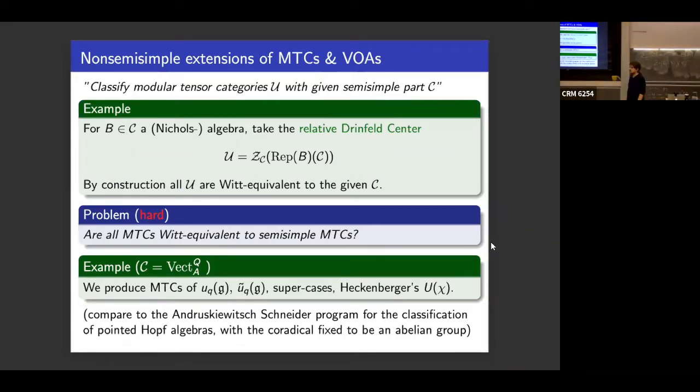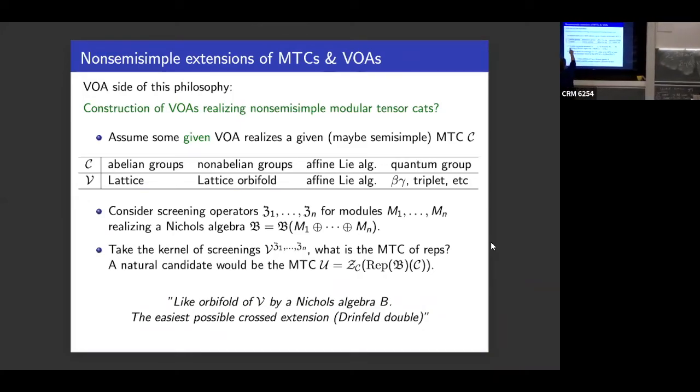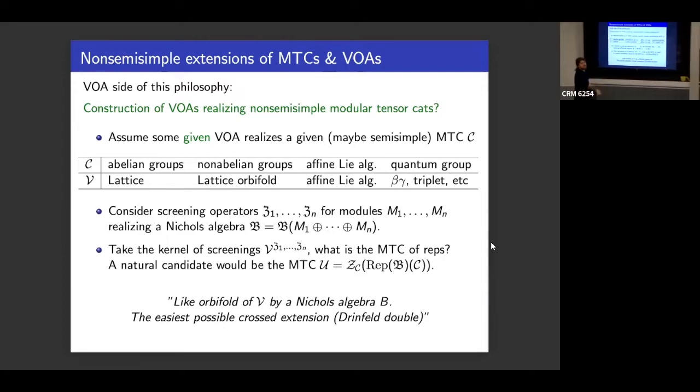So this is now a category philosophy. Let's now switch to the VOA side. What is the VOA philosophy that I would have? Somehow these two developed in my mind parallel to each other. I cannot even say which one was first. So this is the category philosophy, and the VOA side is as follows. How can we construct VOAs that realize these non-semi-simple tensor categories?